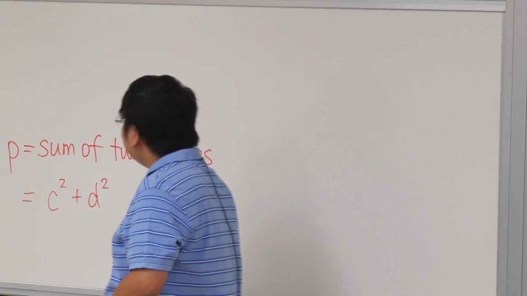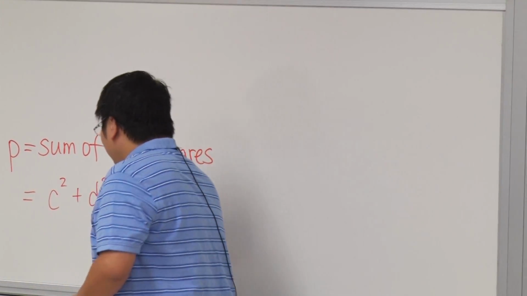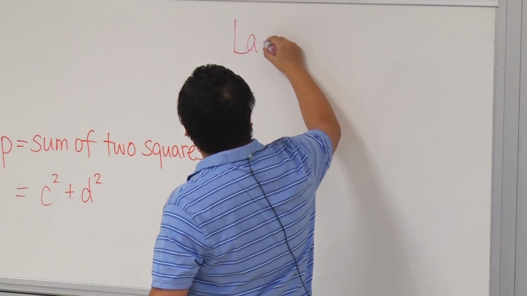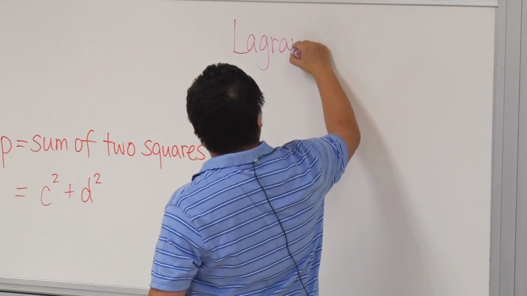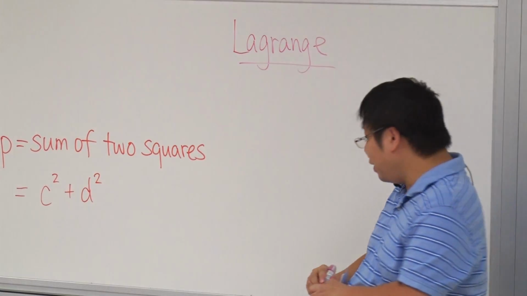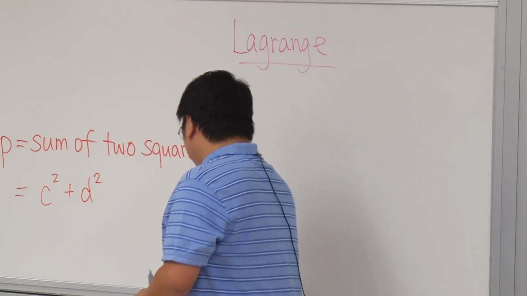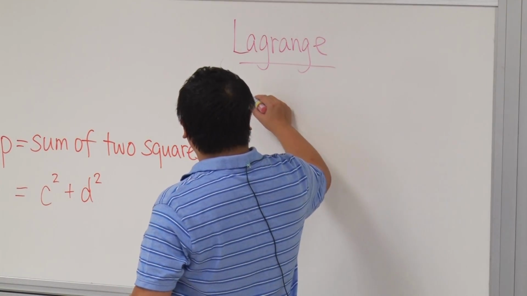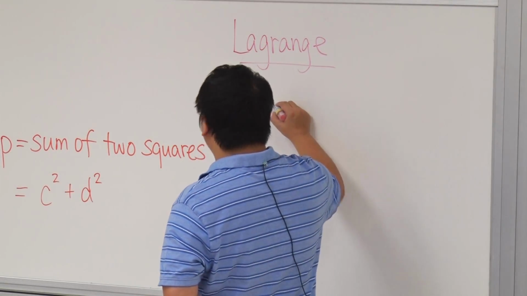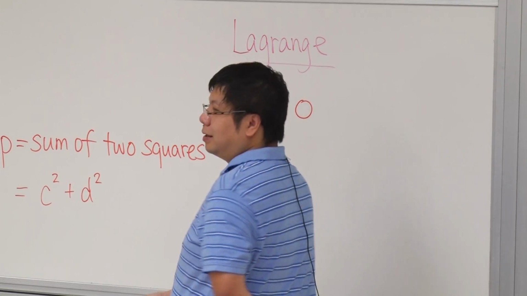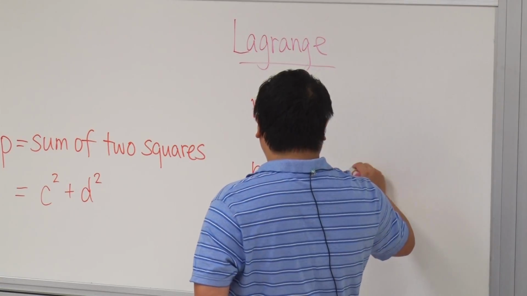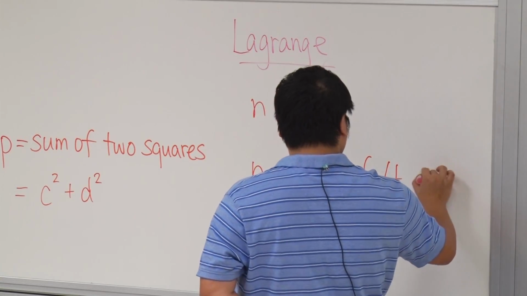So there is another one similar to this one, on square numbers. This is Lagrange. Lagrange has a theorem. It says that, let's say n is an integer, any integer greater than or equal to 0. Then n is equal to the sum of 4 square numbers.